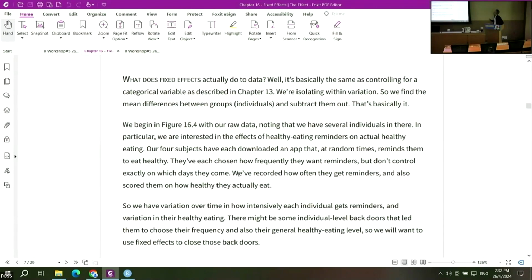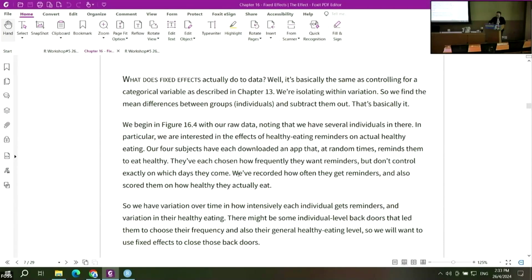What do we actually do? What does fixed effects actually do to the data? Well, basically it's the same as controlling for a categorical variable. We are isolating the within-group variation, so we find the mean differences between groups, or individuals, and subtract them out, and that's basically it. So that's the fixed effects we're looking at.